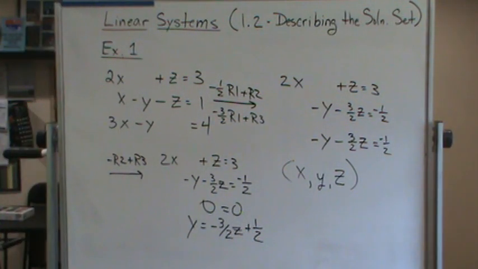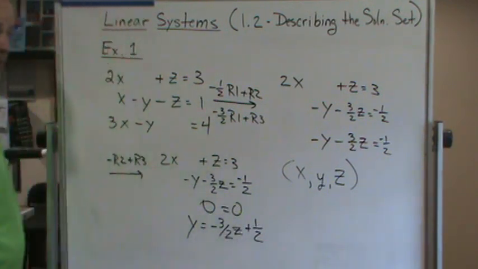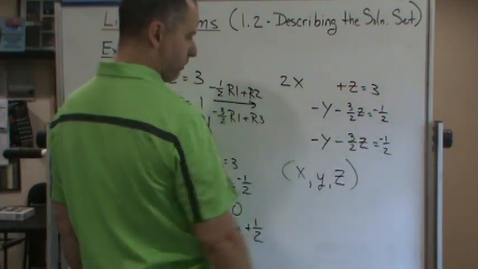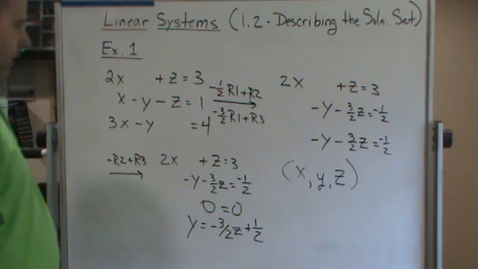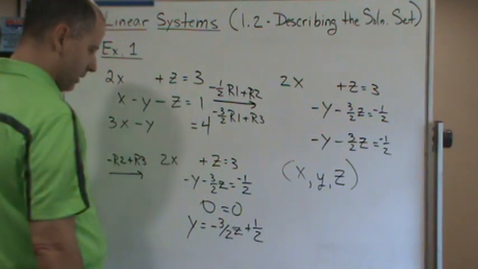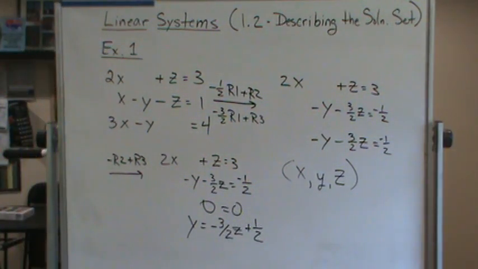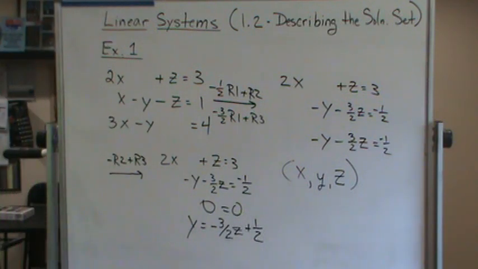So what does this tell us? It means that z is a free variable. z can be whatever you want it to be. So z can be any real number. But y is dependent on z. But look at this also. x is also dependent on z. So what does that mean?